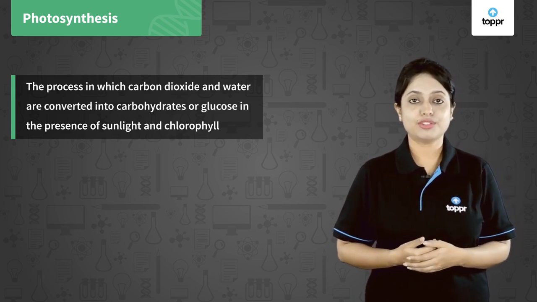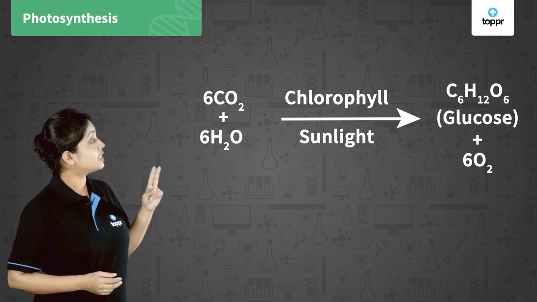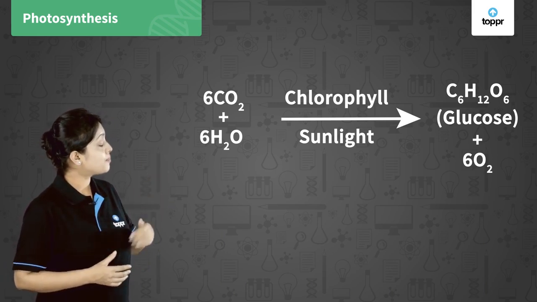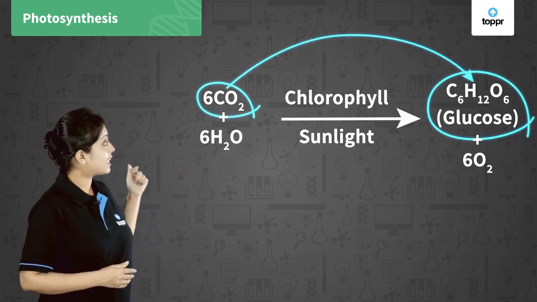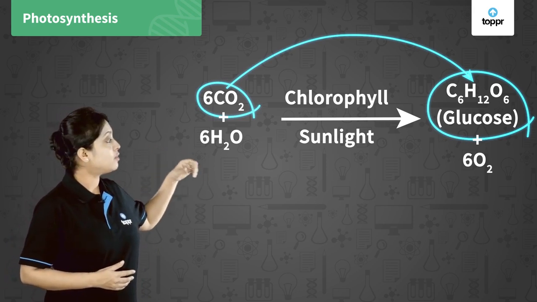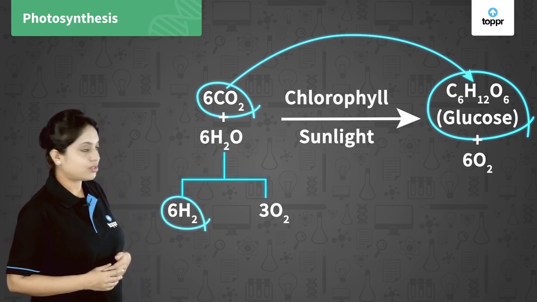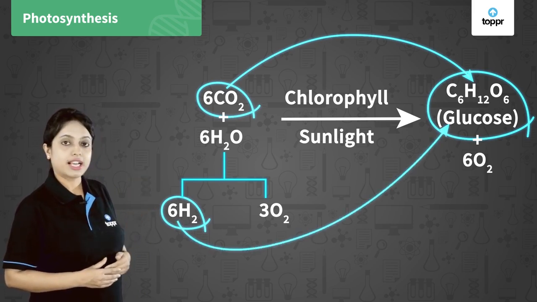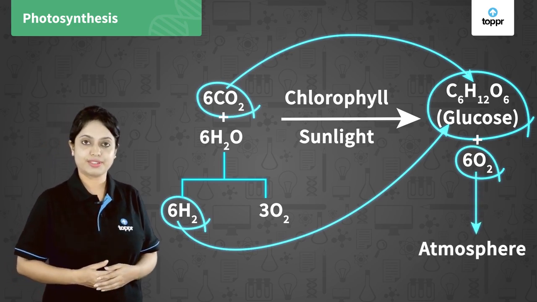Let's see the equation of photosynthesis. Generally, the whole process of photosynthesis is depicted by this simple equation. If you look closely, you'll see two interesting facts. First, carbon dioxide is being reduced to carbohydrates. And second, light energy from sunlight is required to cleave the water molecules into hydrogen and oxygen. The hydrogen goes on to carbon dioxide and makes carbohydrate, while the oxygen is released into the atmosphere.